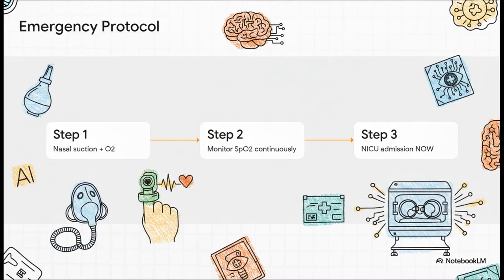But here's the best part. Da Vinci doesn't just hand the attending a diagnosis and clock out. It immediately dictates the emergency pediatric protocol. Check out these steps: nasal suction plus oxygen, continuous SpO2 monitoring, and a direct mandate for neonatal intensive care unit admission right now. It gives the medical team an instant, actionable, step-by-step game plan, literally transforming a moment of potential hesitation into immediate life-saving action.